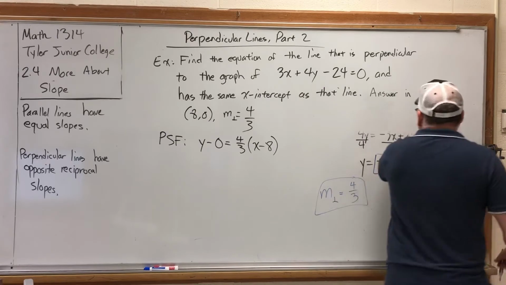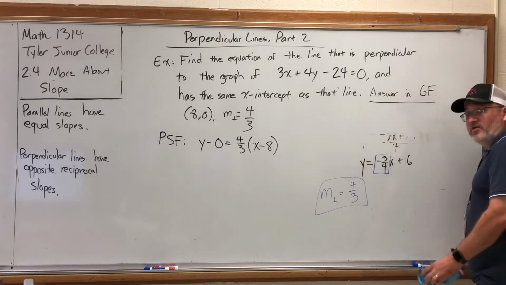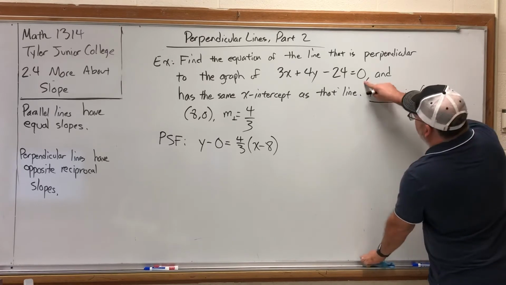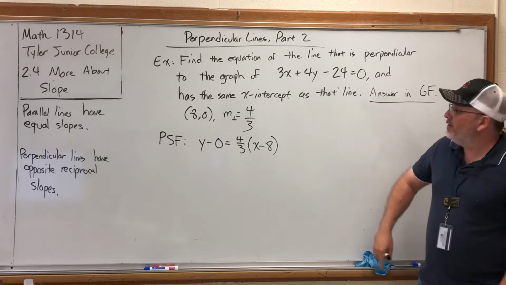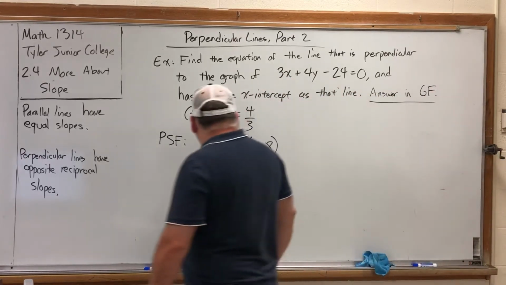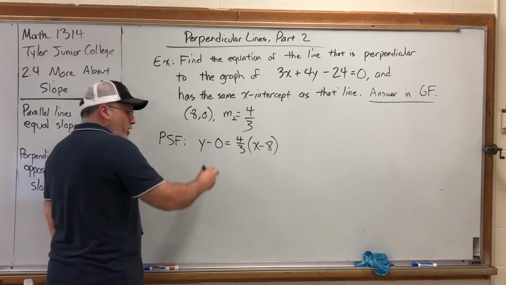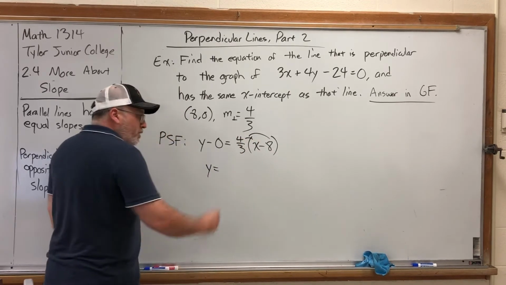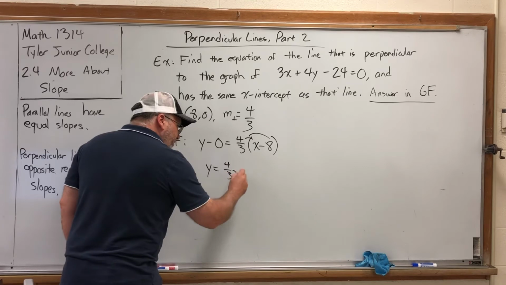But we're still not there yet, because I did ask for the answer in general form. Remember, general form is equal to 0, everything on one side, no fractions, first term is positive. This minus 0 is ignorable, so it's gone. Over here we need to distribute. 4/3 times x is 4/3 x.